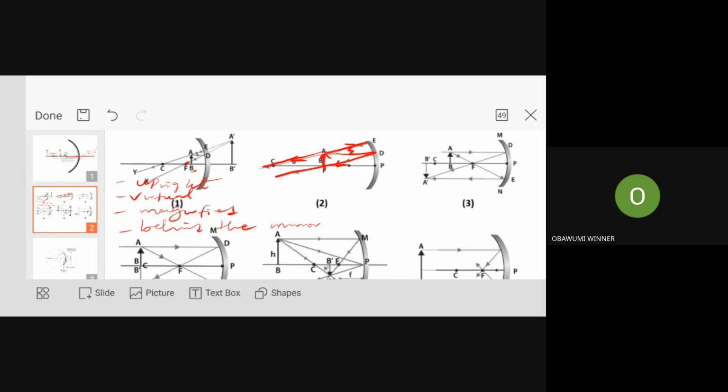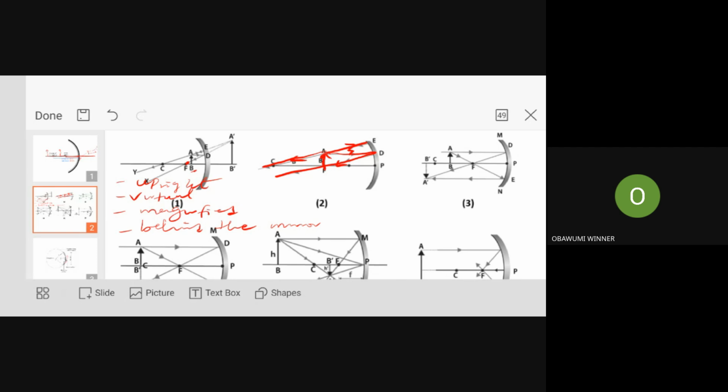And since there is no converging point for this line, we say that the image that will be formed when an object is kept on the principal focus, or the focal length, or the focal point, of a concave mirror, that image is going to be formed at infinity. Don't forget that. Now, look at this third diagram.